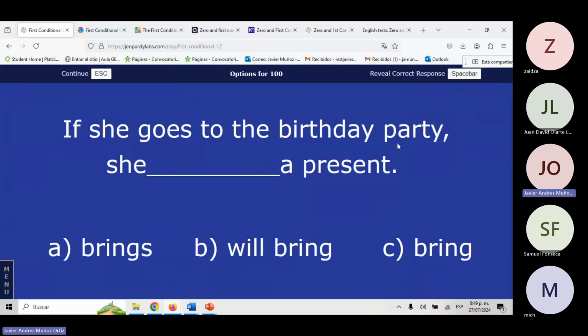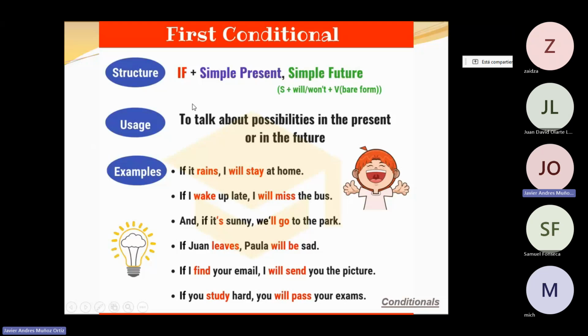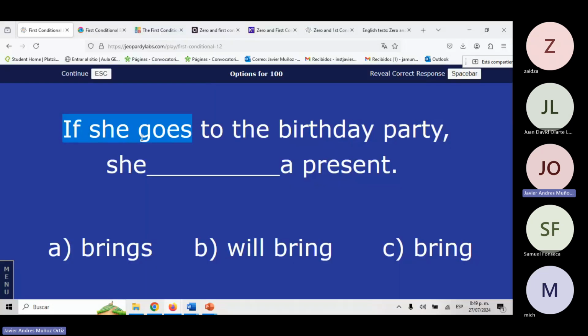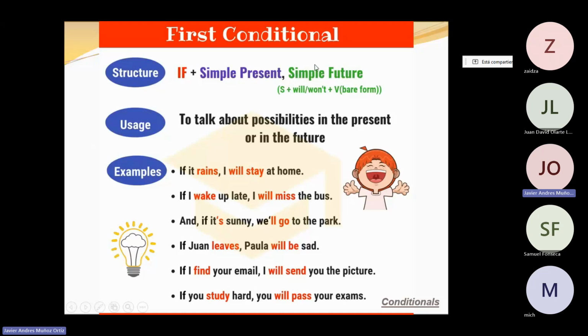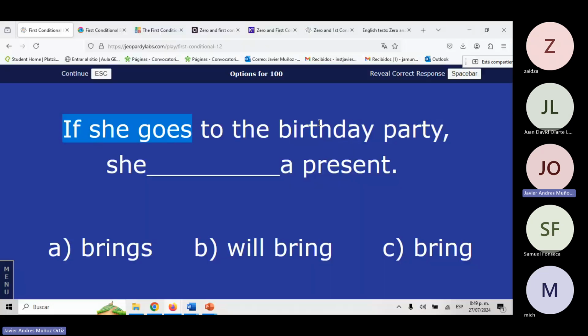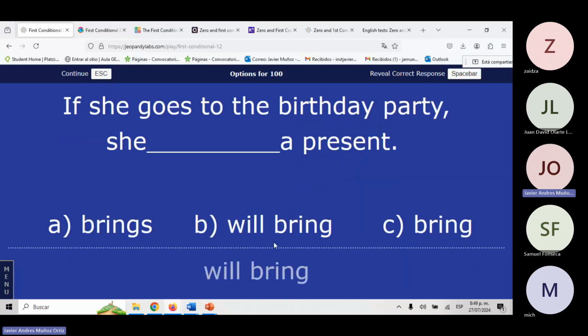If she goes to the birthday party, blank a present. What's the correct option here? She brings, she will bring, or she bring a present. So if she goes, we have the condition here. And let's remember that the condition goes in present. So we already have the present. What's the effect? The effect is going to be mentioned with future. So what's the option that mentions the future? She will bring a present. And the answer is will bring a present.